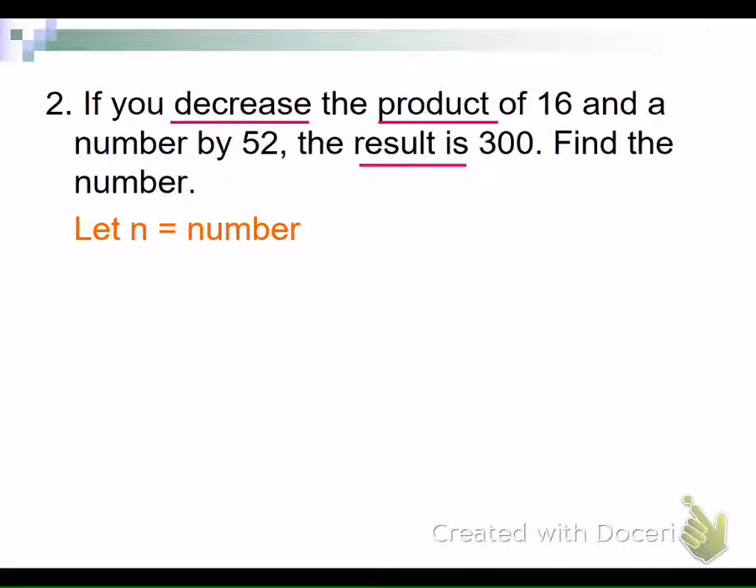All right, let statement. Now, here's where we need to start thinking about this. If I decrease the product, so what am I doing first, the product or the decreasing? The product. So I'm going to write the multiplying first. What am I multiplying? 16 and the number, but I'm letting the number be what? n. So I'm going to have 16n, then what? Minus, then the 52 equals 300. Very, very good.